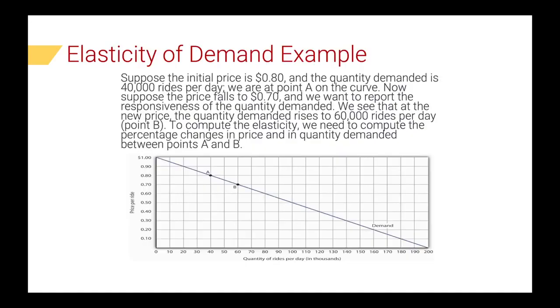Suppose the initial price is 80 cents and the quantity demanded is 40,000 rides per day. We are at point A on the curve. Now suppose the price falls to 70 cents and we want to report the responsiveness of the quantity demanded. We see that at the new price, the quantity demanded rises to 60,000 rides per day, point B. To compute the elasticity, we need to compute the percent changes in price and in quantity demanded between points A and B.